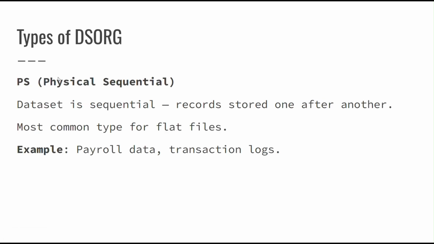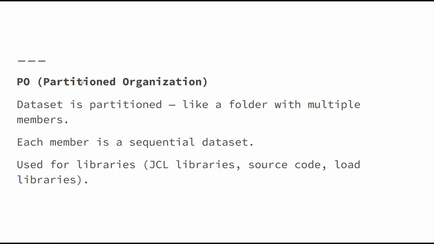Now let's see the types of DSORG in detail. PS means physical sequential. The dataset is sequential, with records stored one after another. It is the most common type for flat files, for example payroll data, transaction logs, etc. PO means partitioned organization. The dataset is partitioned, like a folder with multiple members. Each member is a sequential dataset.